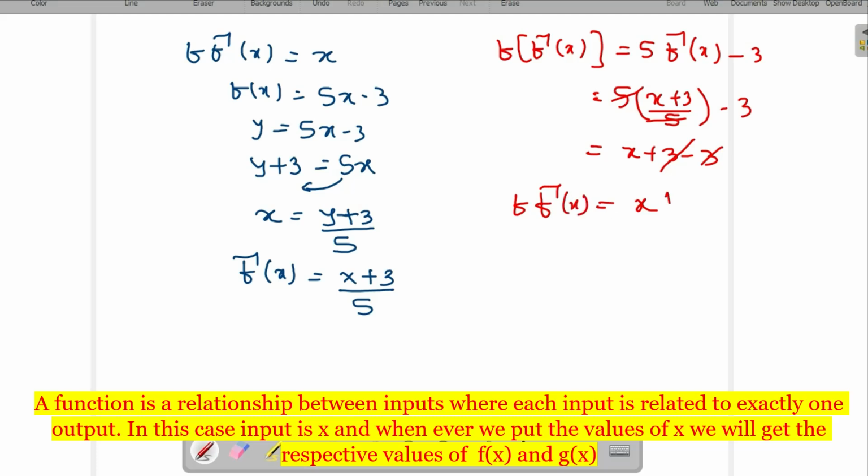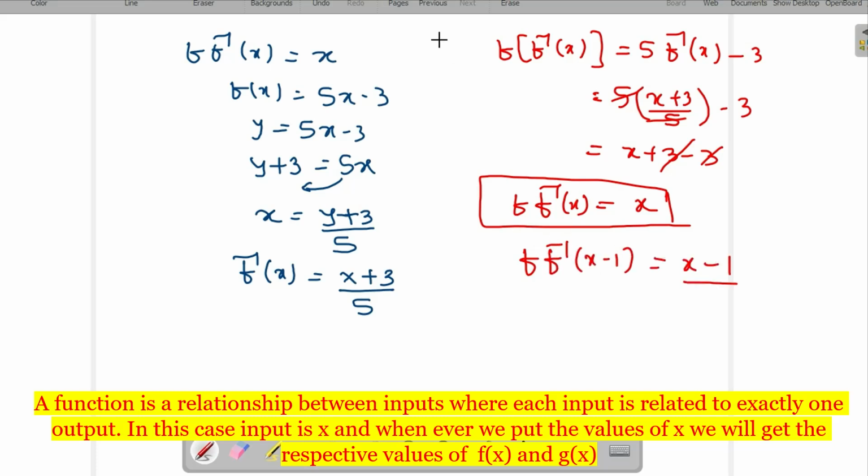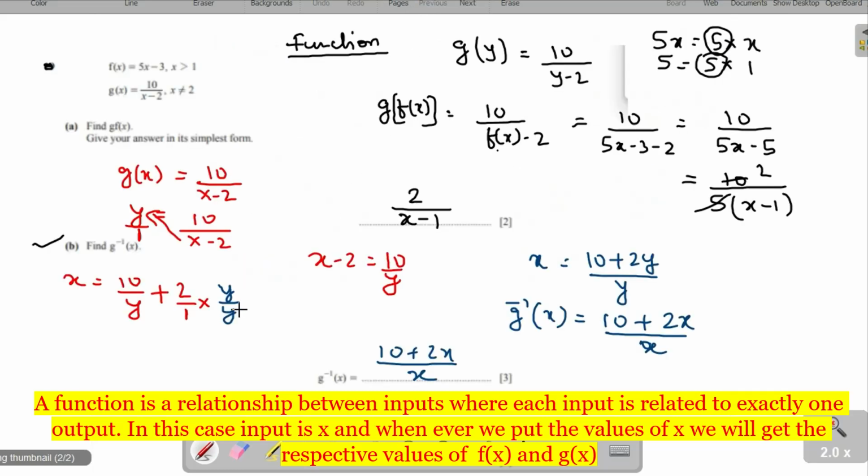Similarly, for the previous question, f of f inverse of x minus 1, we can write x minus 1. Go back to the previous question: our question was f of f inverse of x minus 1, and the answer is x minus 1. So this is all about the function.